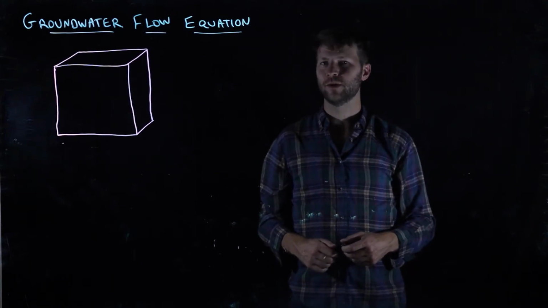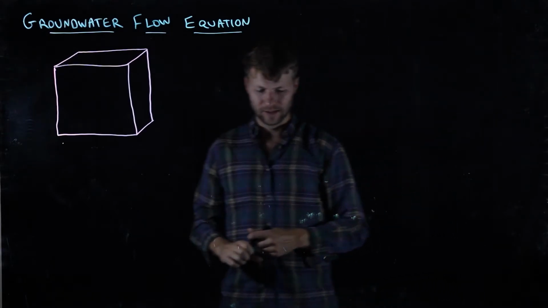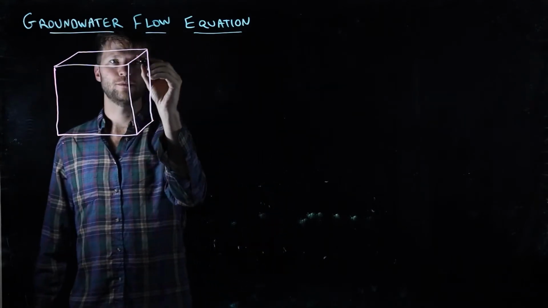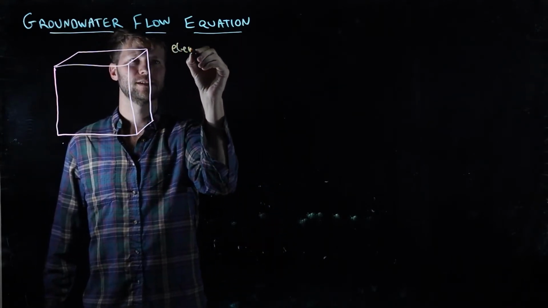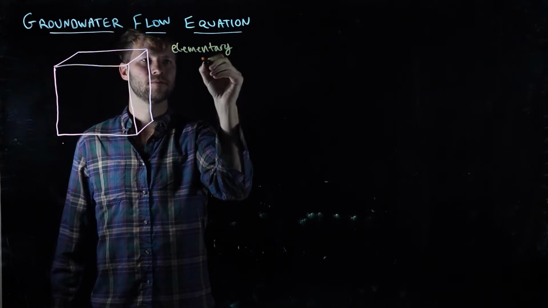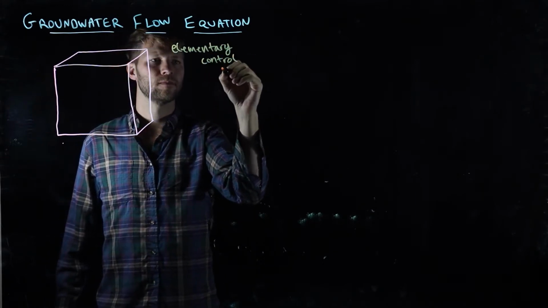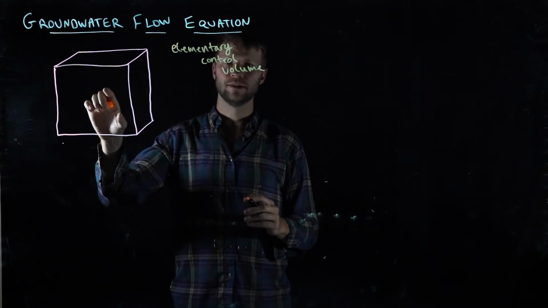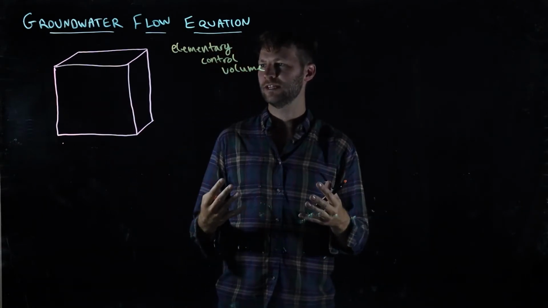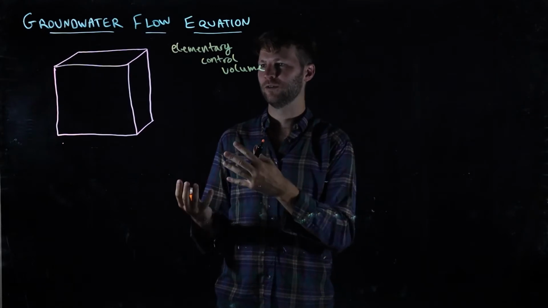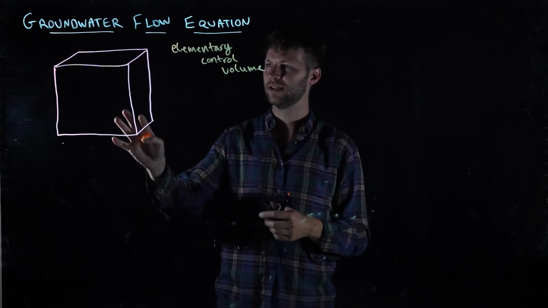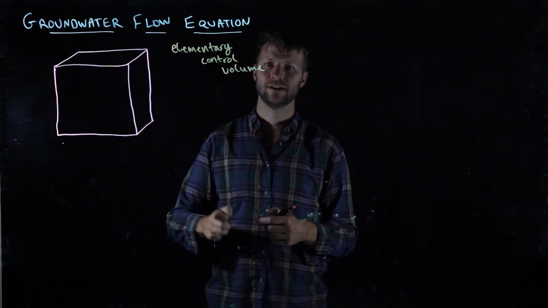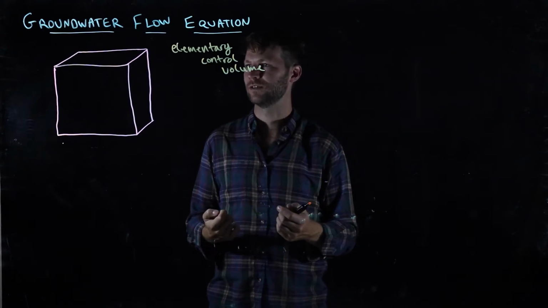Continuing our discussion of groundwater flow and trying to get an equation for it, let's consider a very small little cube within an aquifer, and we'll call this some sort of elementary control volume. And we want to relate the flow into and out of this cube with the constitutive relationships that we know about water, namely how water flows in response to a head gradient, Darcy's law, and how much water is released from storage given a change in head in the aquifer as expressed by, for example, the specific storage.